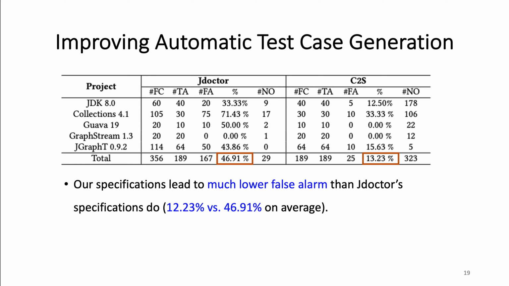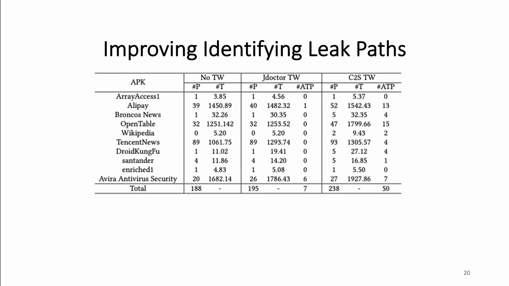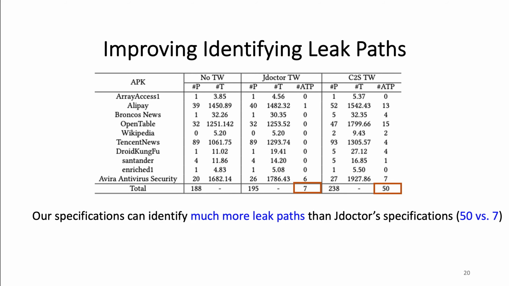This table shows the effectiveness of our specifications in identifying leak paths. From the result, we can see that our specifications can identify much more leak paths than JDoctor's specifications. We can identify 50 more paths for 8 apps, while JDoctor can only identify 7 paths for 2 apps.